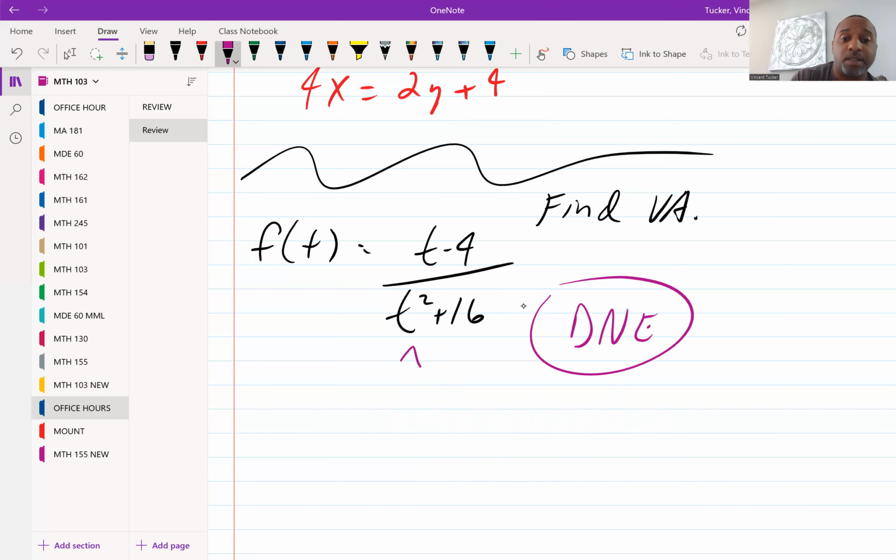So once again, this does not exist because we don't have a negative right here, a minus sign. If we did have a minus sign, then we'd be good to go ahead and find some vertical asymptotes.